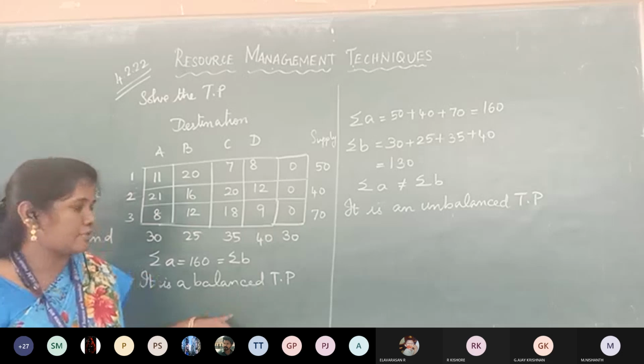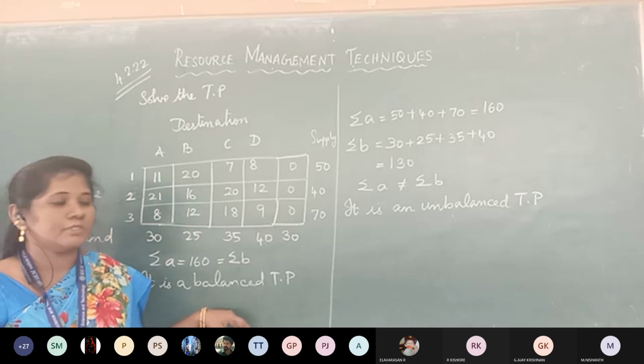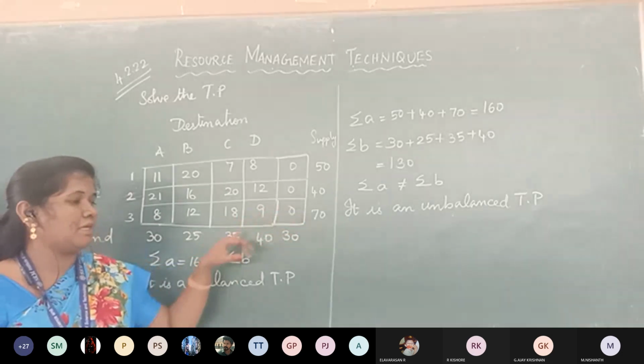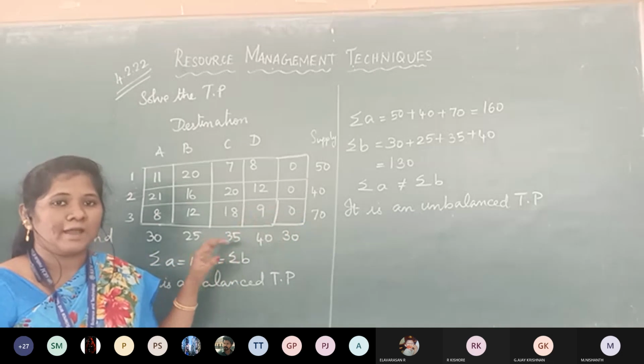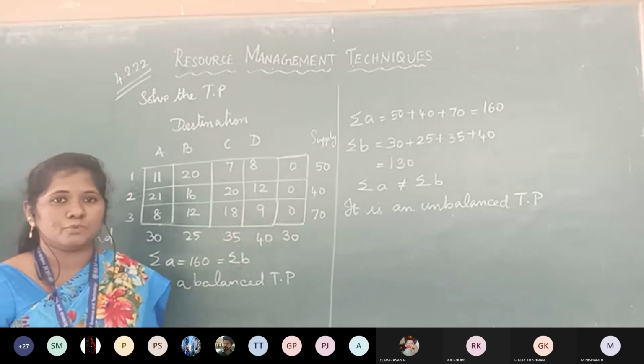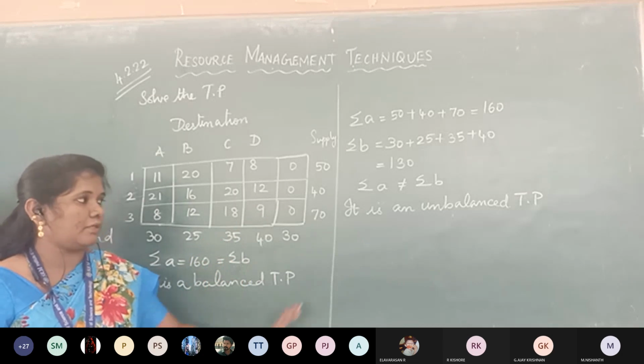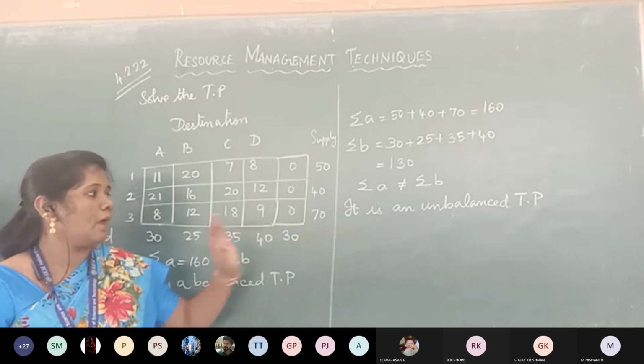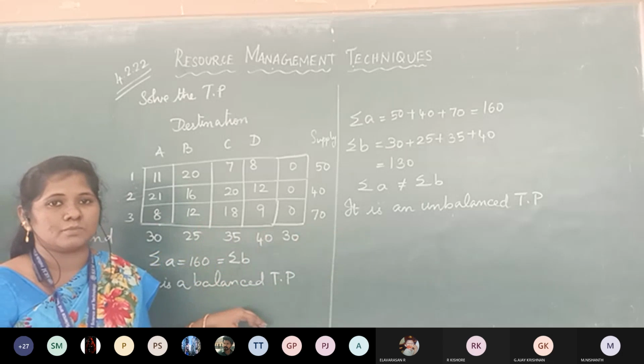Okay, it has to satisfy your condition, that is your total supply must be equal to your total demand. After making it balanced, then you can continue with the problem, the same procedure. You understand when it is an unbalanced problem, how you'll have to make it a balanced problem.